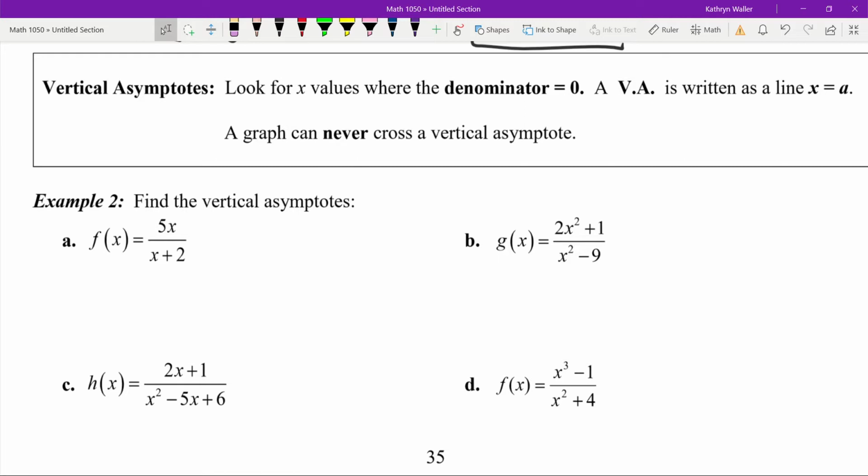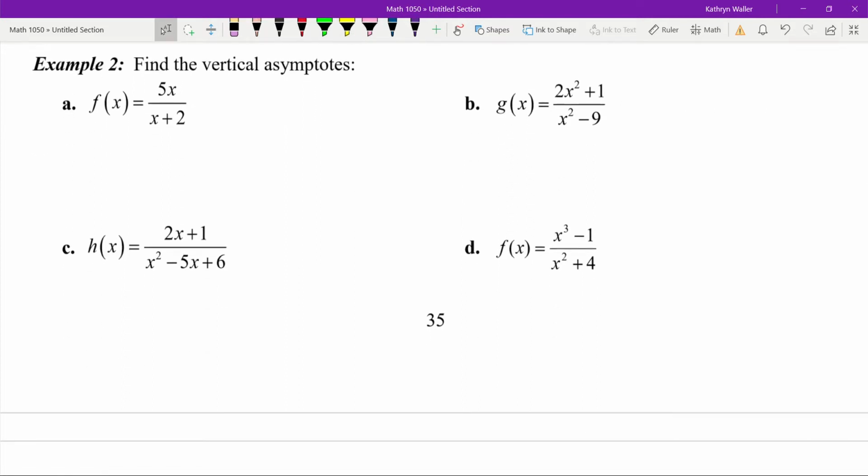Okay, look at your notes now. Vertical asymptote, you take the denominator and set it equal to 0. You can never cross a vertical asymptote. Okay, once you draw that in, guys, look, your graph can never come through. There, it's never going to touch it. It's not allowed to. Okay, let's do question number 2. Step number 1, factor. Done.